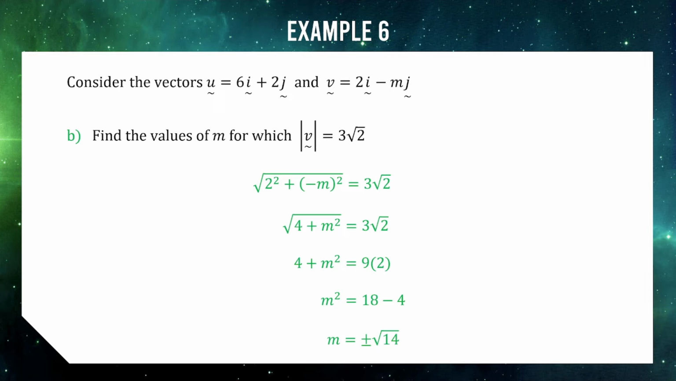But don't you forget that plus minus, or you're going to lose a mark in the HSC and you'll bring shame to your family and throw yourself off a bridge. So plus minus root 14 is the answer to this question. Please don't throw yourself off a bridge.